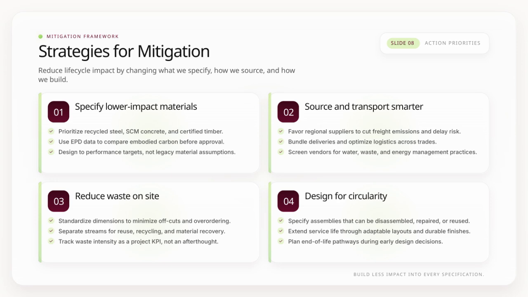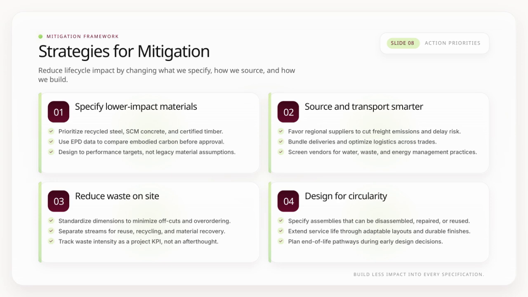Next, sourcing and transporting smarter makes a big difference. Favoring regional suppliers cuts freight emissions and reduces delays. We also bundle deliveries and optimize logistics across trades, while screening vendors for their water, waste, and energy management practices to support sustainable supply chains.